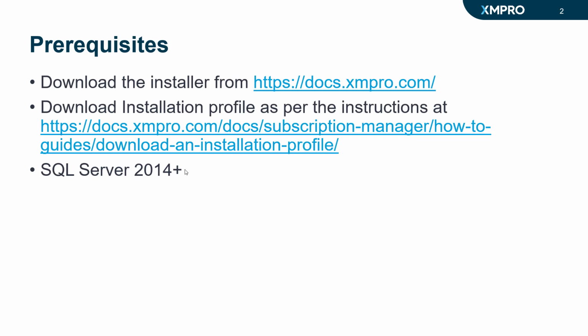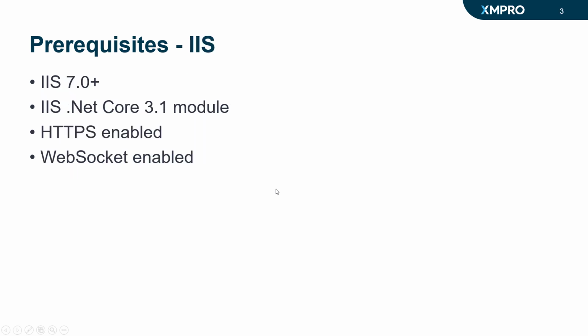Next, we will need to have SQL Server 2014 or a later version available. If you are installing onto an IIS, that is, you are running the installer from the machine which has the IIS on it, and that's where you want to deploy, then of course you need IIS 7.0 or later. You will need to have .NET Core 3.1 module installed on the IIS, and also HTTPS and WebSockets enabled.